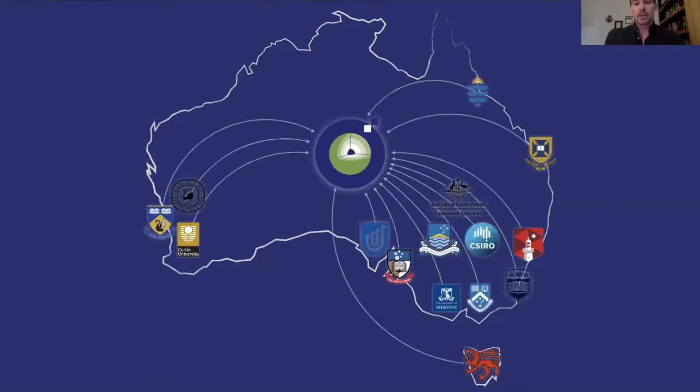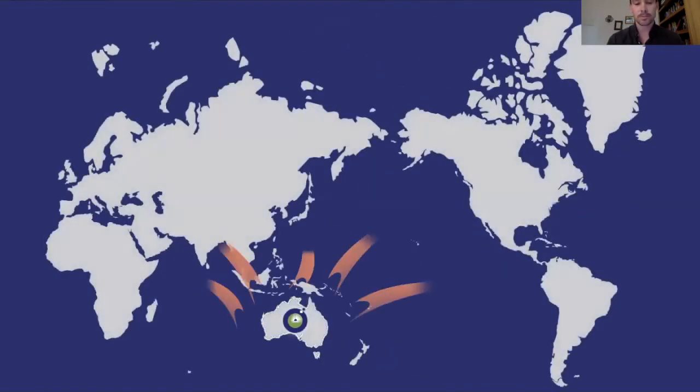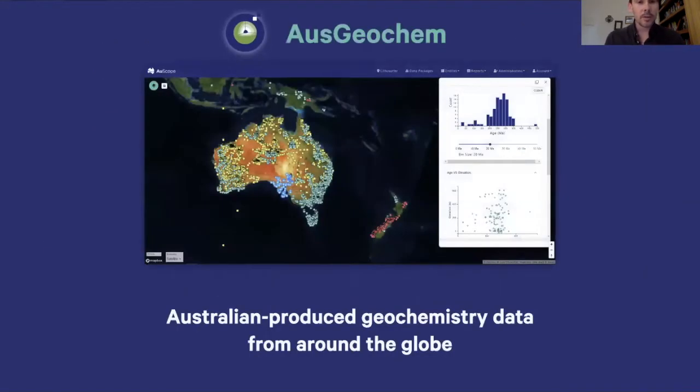However, we're already working with geoscientists from across Australia from a number of universities and institutions. And the aim essentially is that by pooling our resources and our expertise, we can enable more innovative and important geoscience research to be performed within Australia, and then we can make that science more visible to the wider world. So the chief mechanism by which we aim to achieve these goals is through the development of AusGeochem, an open cloud-based data platform for Australian-produced geochemistry data from around the globe.